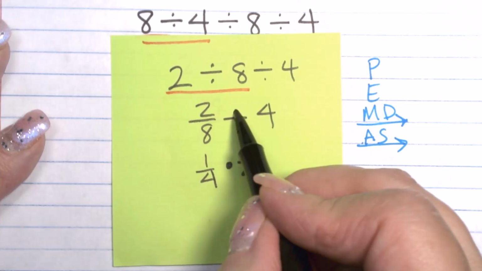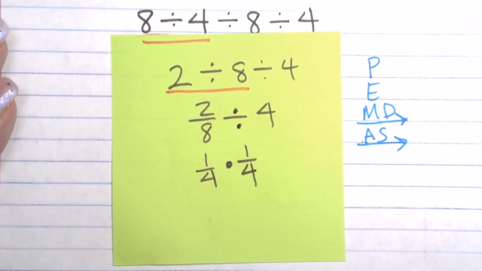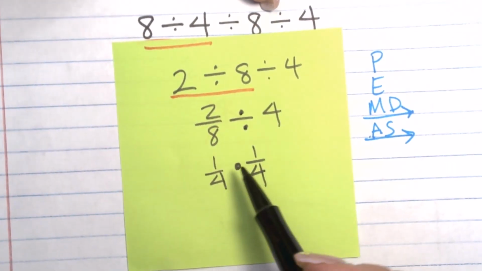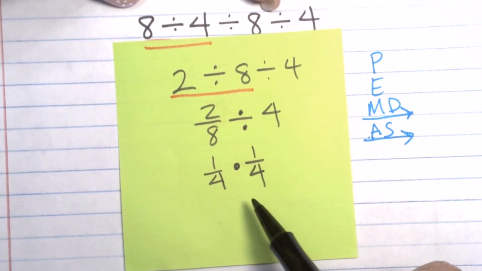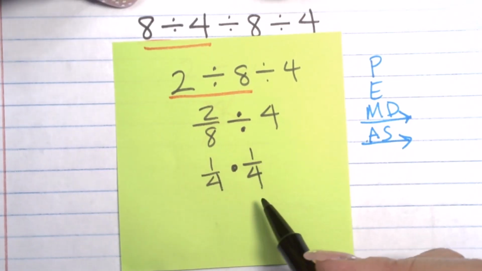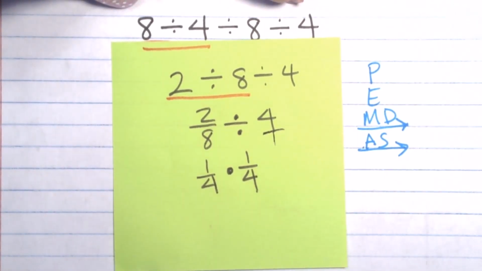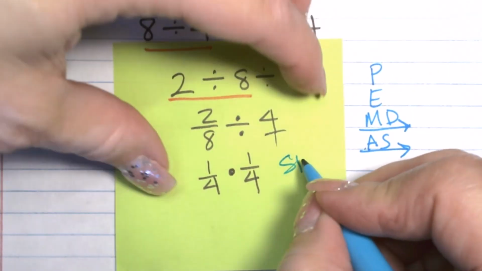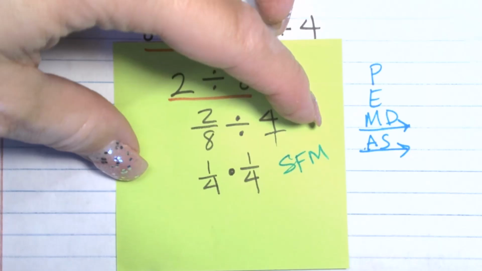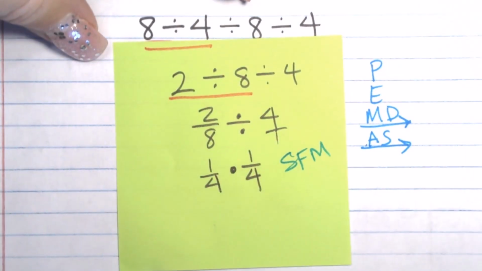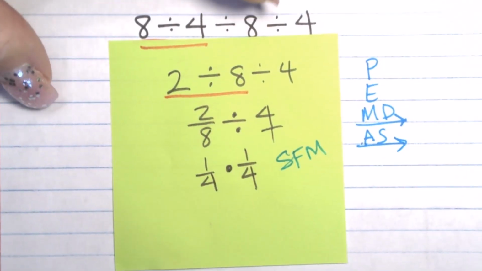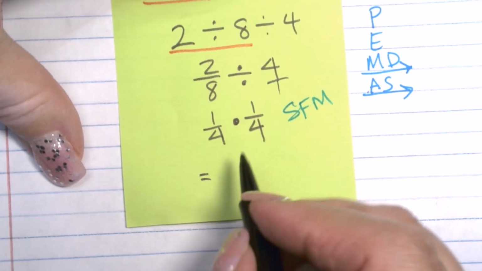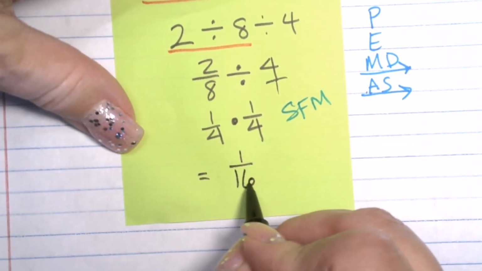When you are going to divide by something and you're working with fractions, you change the division to a multiplication, and then you flip your fraction over. It's called multiplying by the reciprocal. You may have learned it as skip, flip, multiply. That's how I taught my students how to do it, but there's other ways to learn that. And then when we multiply that out, we're going to get 1 over 16.